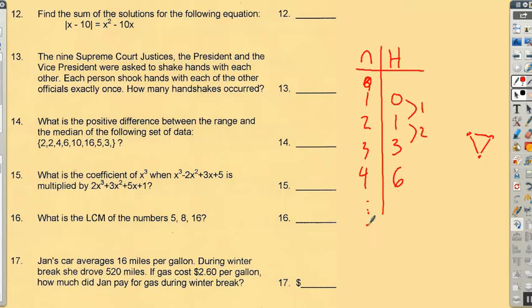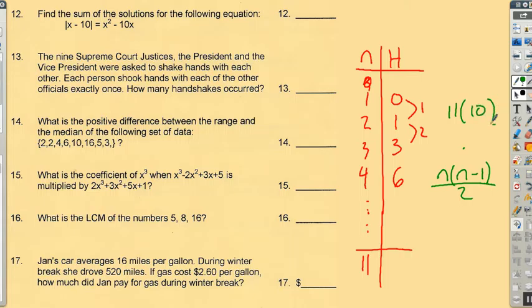Now, you could continue all the way down to 11. That would be a reasonable way of doing this problem. But if you remember the handshake problem from the investigation, we have n times n minus 1 divided by 2, where n is the number of people. So to use that, we have 11 people. 11 minus 1 is 10. 11 times 5 is 55.